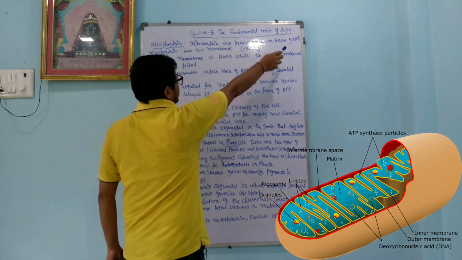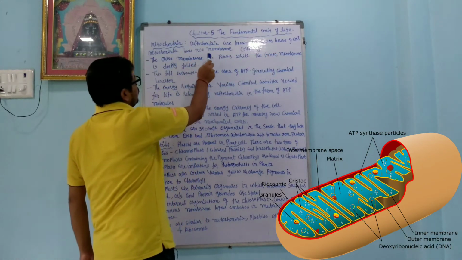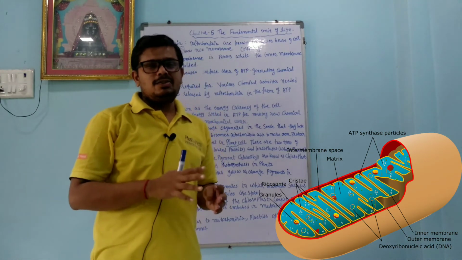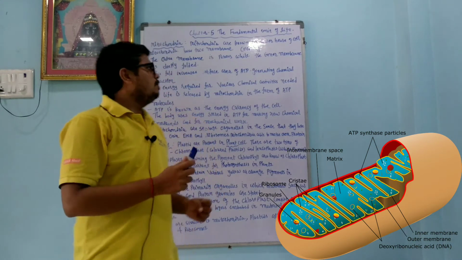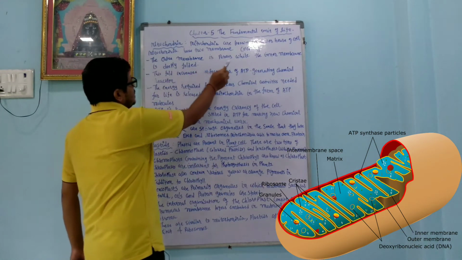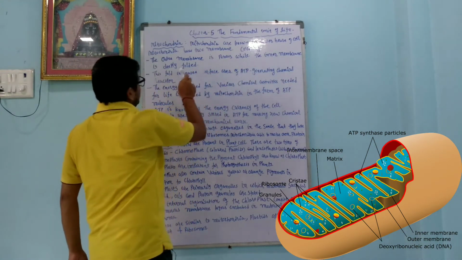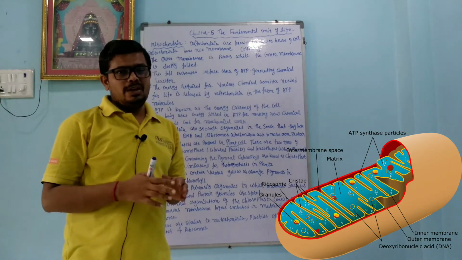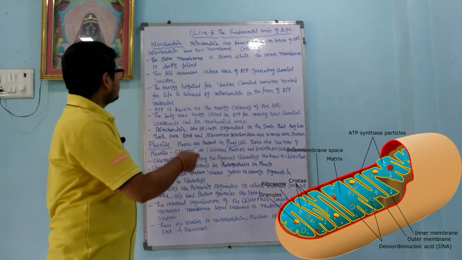Mitochondria are known as the powerhouse of the cell. Mitochondria have two membrane coverings. The outer membrane is porous while the inner membrane is deeply folded. So there are two: one is porous and the other is deeply folded, folded on the inside.